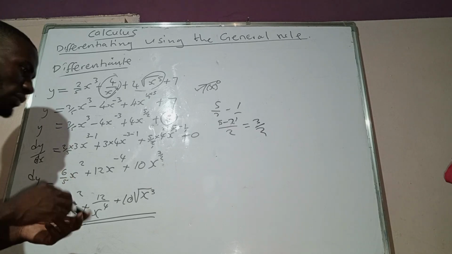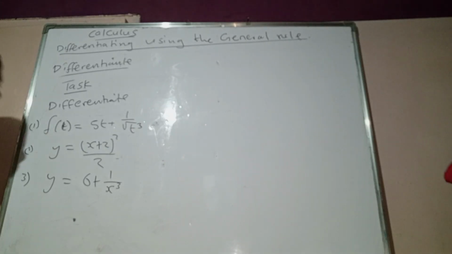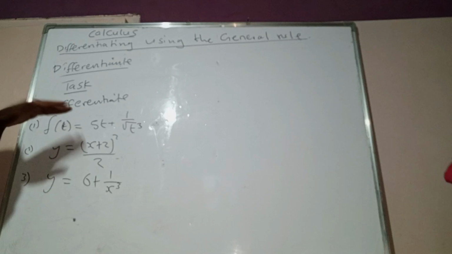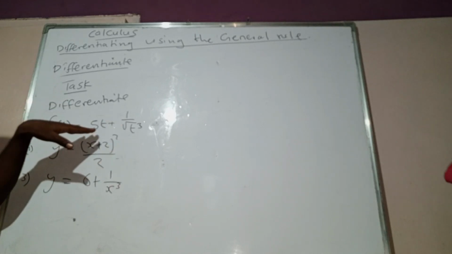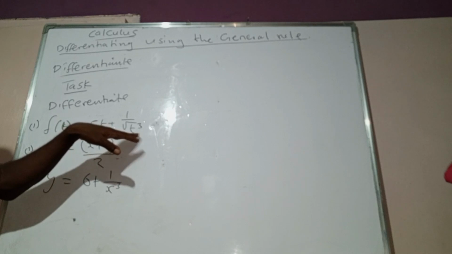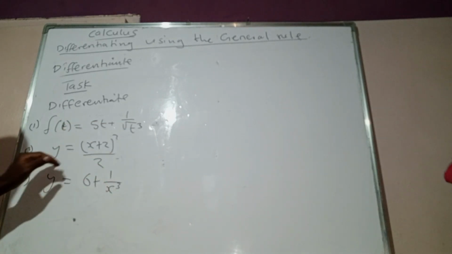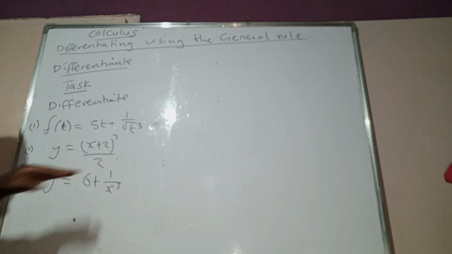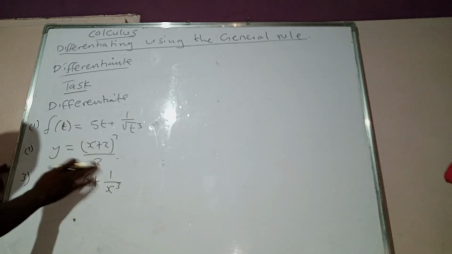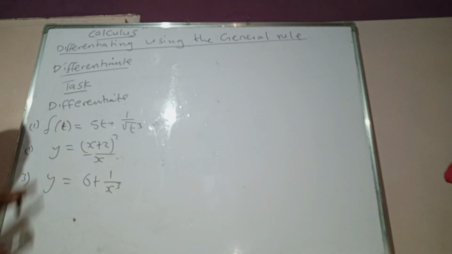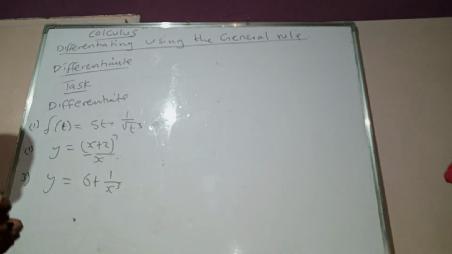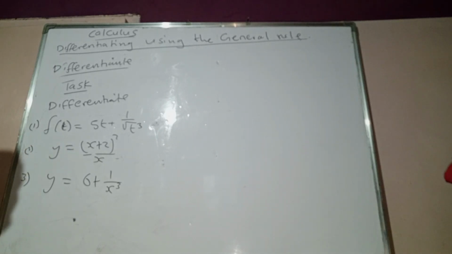Okay, so I'm going to give you some tasks. So you're going to try out these task questions. Differentiate f of t is equal to 5t plus 1 over square root of t to the power 3. Then the second one, y is equal to open brackets x plus 2 squared over 2 over x, I mean. Then you have y is equal to 6 plus 1 over x to the power 3. Try out this and just inbox me the answers that you're going to find.